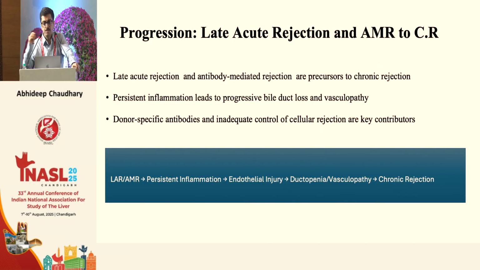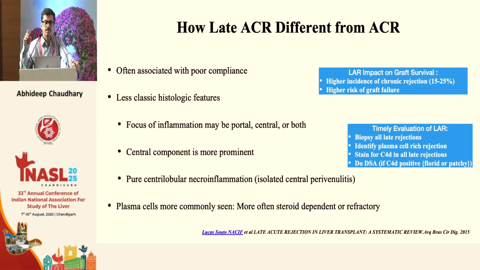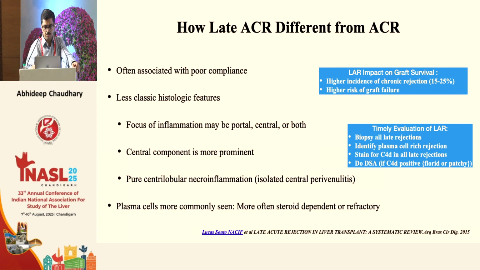Now, what happens in these situations, particularly what I was talking about, late acute rejection: if it persists, that means there is a possibility that it's a combination of T cell and antibody mediated rejection, and the inflammation continues, leads to further endothelial injury and leads to ductopenia and vasculopathy, which is labeled as chronic rejection. Now, late acute rejection is slightly different from the ACR you get in the early phase. If you look at pathology slides, the inflammation is not that much, but there is more central venulitis, and then there is formation of fibrosis around, and that leads to progression of the disease.